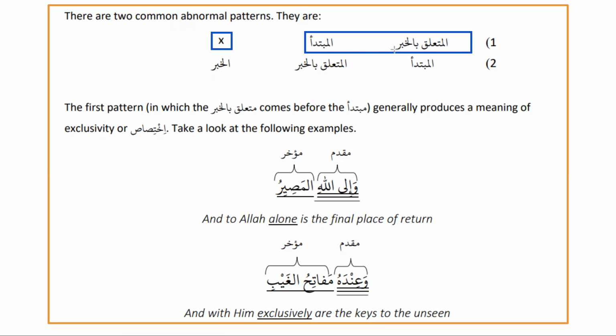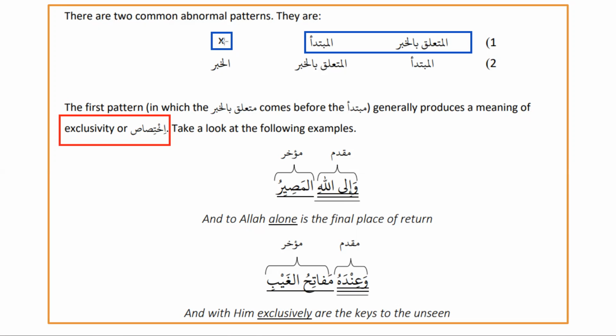This pattern generally produces a meaning of exclusivity or ikhtisas. When mutaliq bil khabar comes first and it is taking the place of the khabar, which is mahzuf, which is omitted, and mutaliq bil khabar is taking the place of the actual khabar, which is omitted, and there is a mubtada muakhar. So an example is wa ilallahil masir, and to Allah alone is the final place of return.